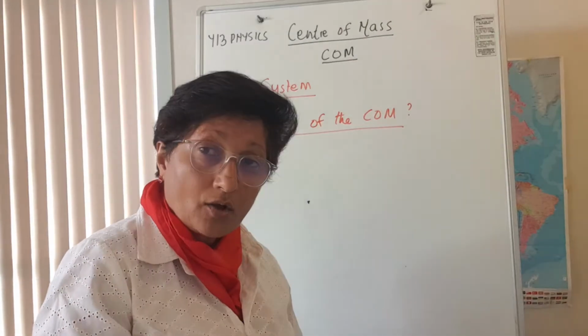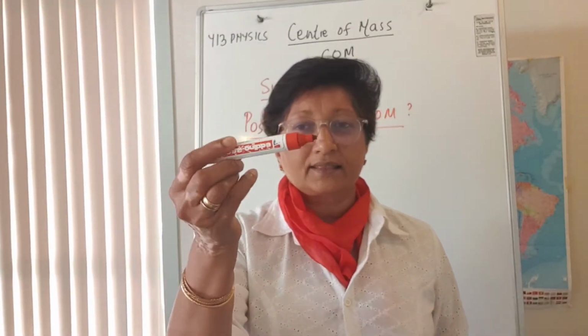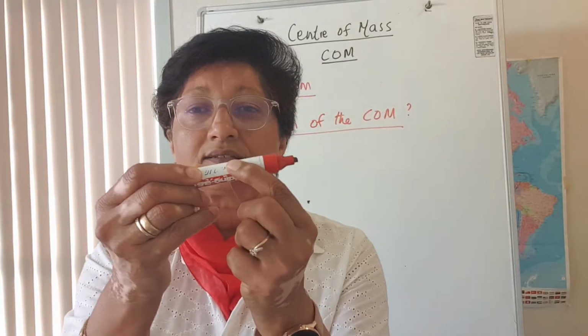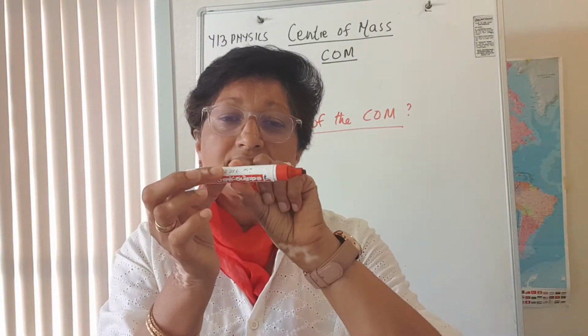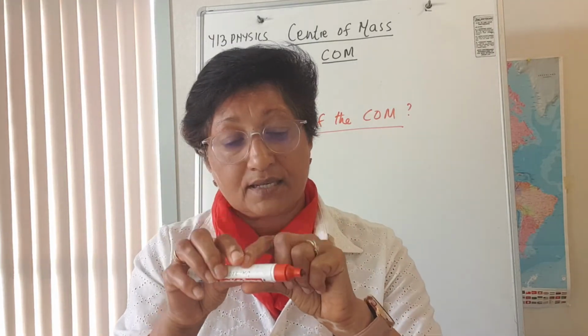However, not every object is uniform. You could have a non-uniform object like this. So it's pointed here, it's perhaps there. It may not balance in the center. It might balance at some other point which is not in the center.